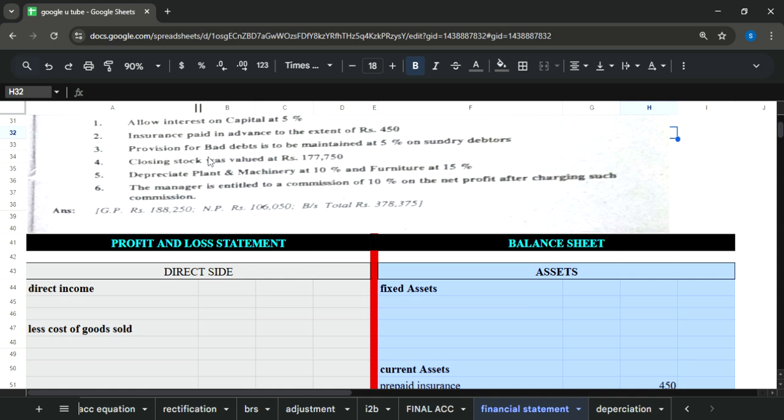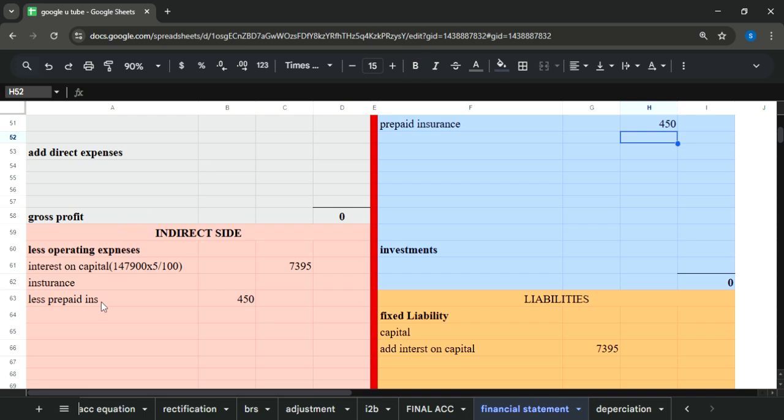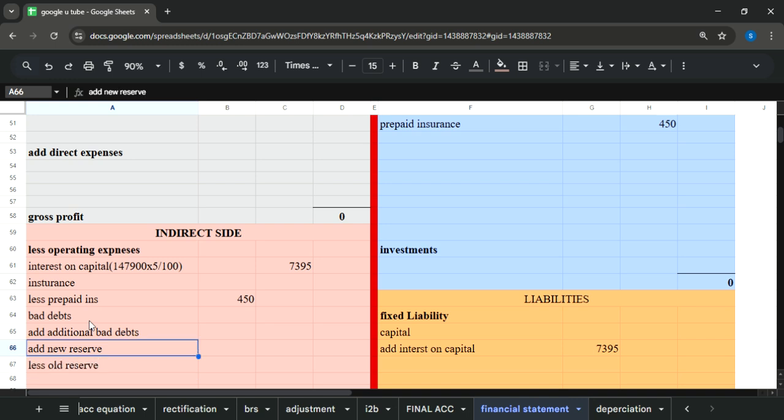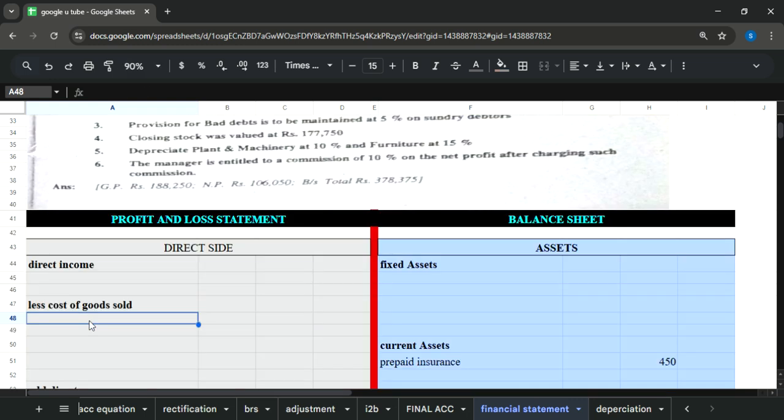Now third, provision for bad debts. For that purpose you will go to operating expenses. There you will mention bad debts. Then you will add additional bad debts if they are present in the adjustment. Then you will add the new reserve. Then you will subtract the old reserve. Since it's a new reserve, you will calculate it over here. And secondly, we will now read how to calculate this provision. Provision for bad debts to be maintained at 5% on debtors.